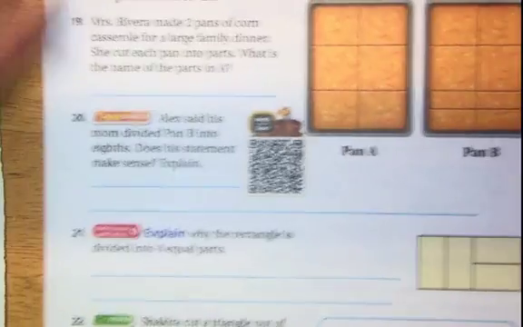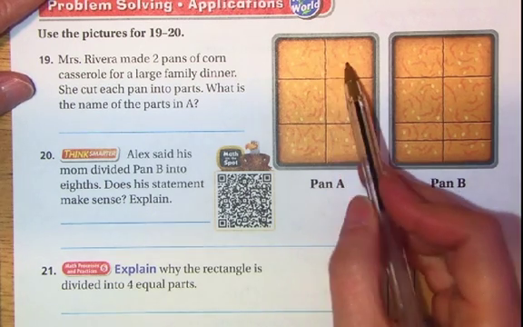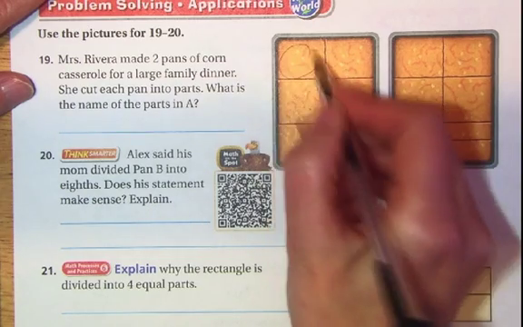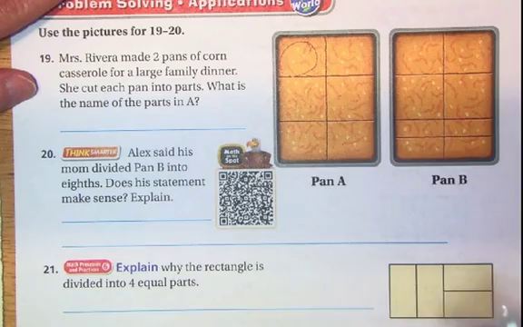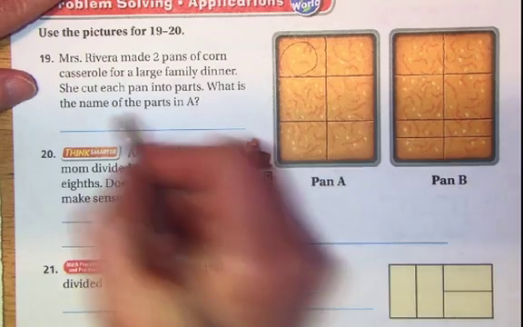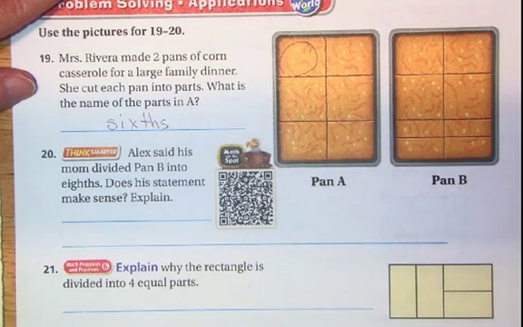Now I've got this lovely pan. Yummy treats. Okay, Mrs. Riviera made 2 pans of corn casserole for a large family dinner. She cut each pan into parts. What is the name of the parts in A? That means, what would I call this if I were to take one piece? What would that bottom number be representative of? If I heard you say 6, that's great. So I'm going to write sixths as my piece.